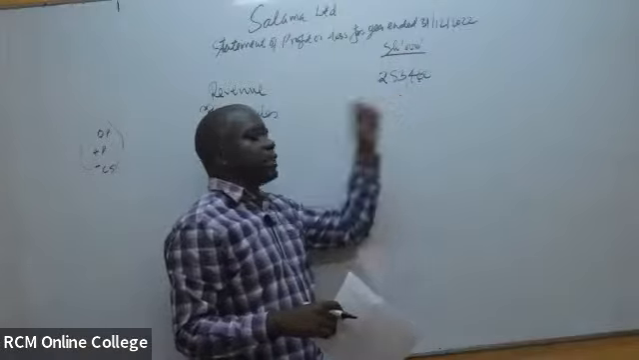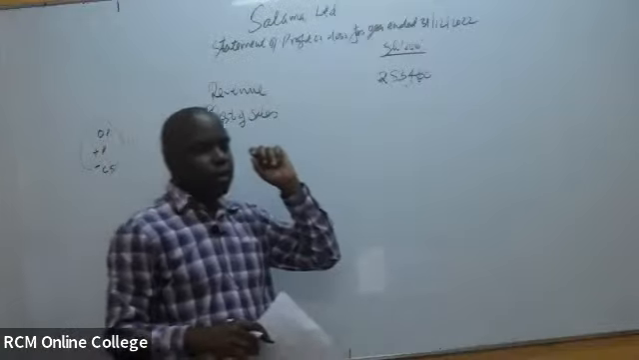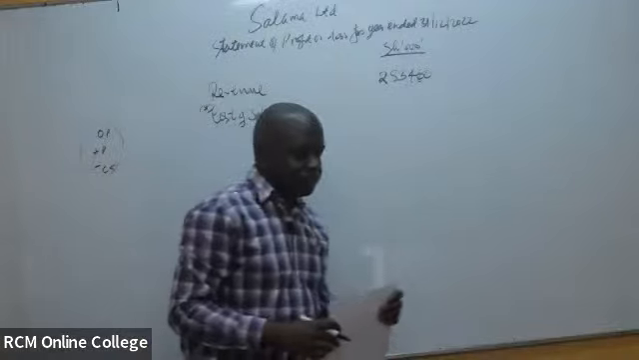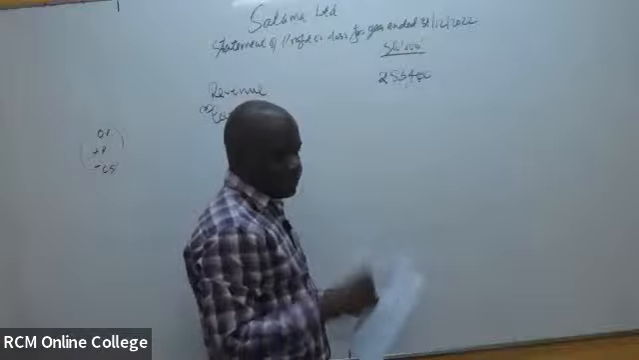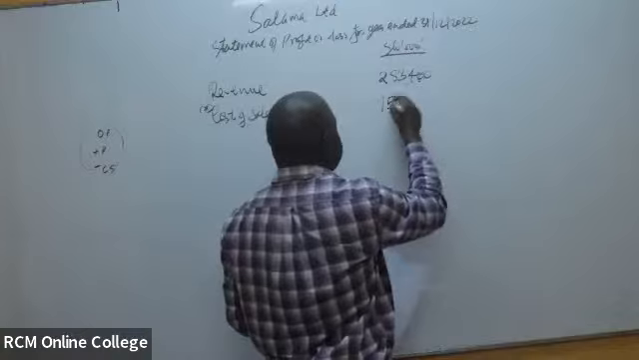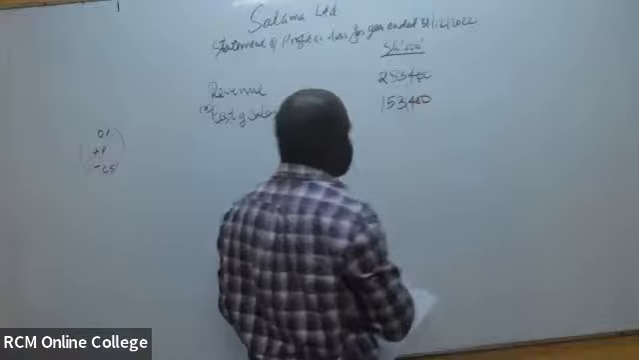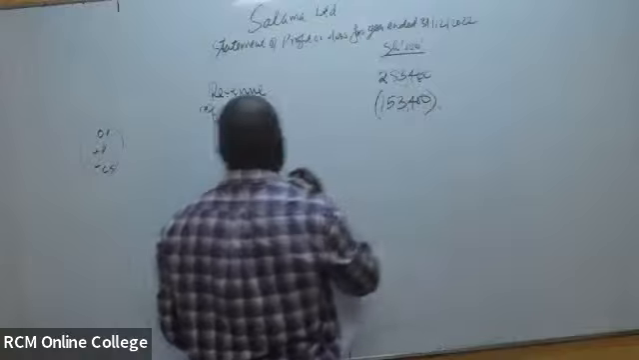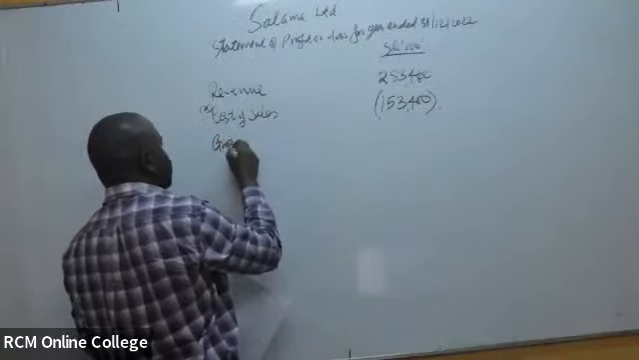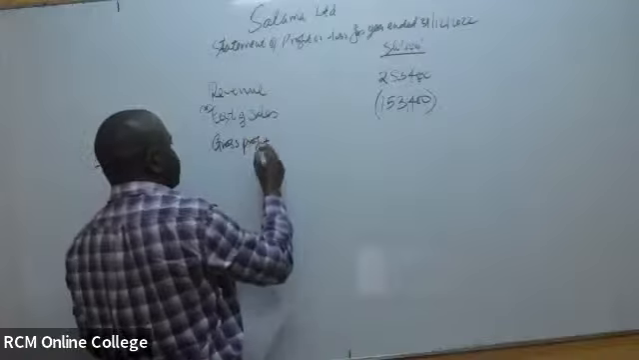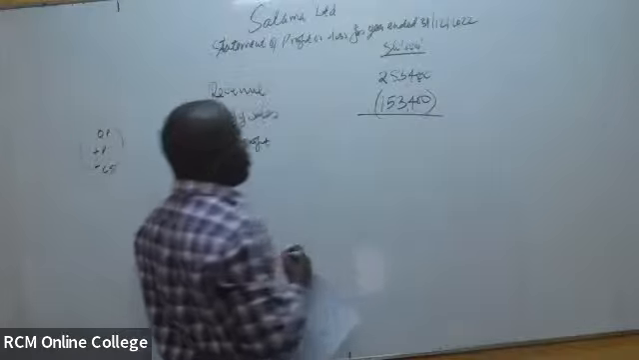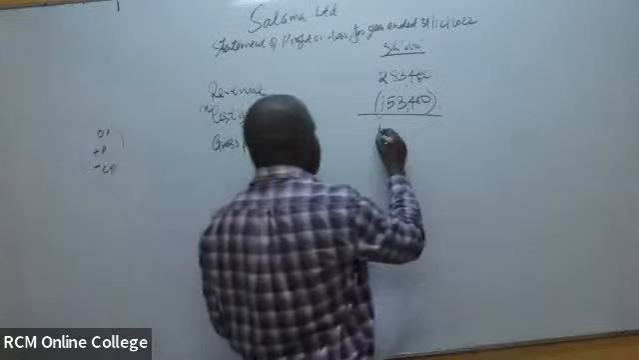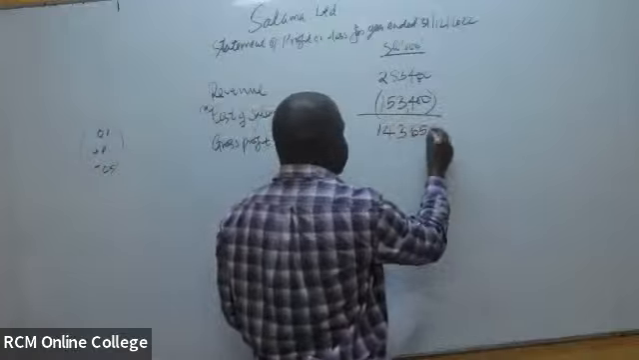What was our figure for cost of sales in our workings? 153,400. So you can minus that, so that you can get the gross profit.